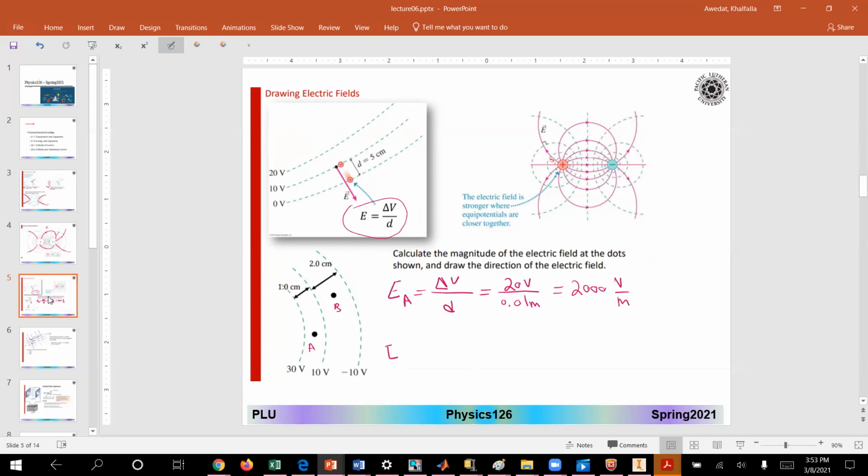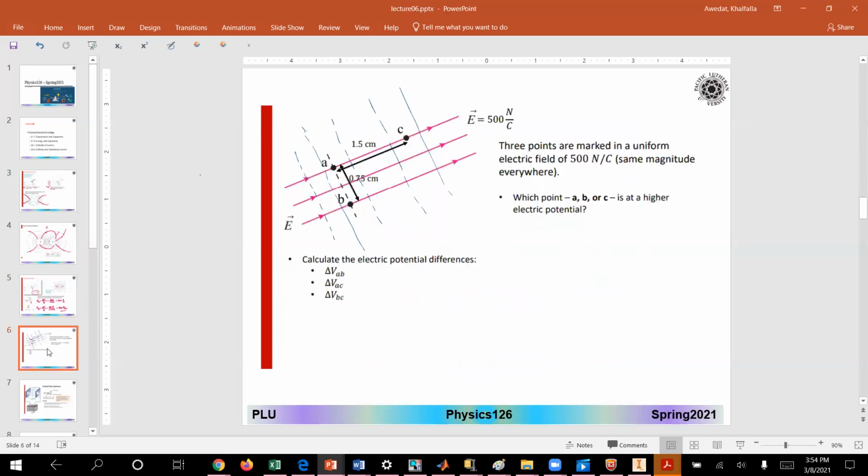For the second one here, I have my estimation before I start. I expected to see the electrical field at that point be less, because the difference will increase and the distance will be larger. So we're going to use the same formula, delta V divided by D. I have my delta V, 10 minus negative 10, which is 20 volt, divided by D, which should be 0.2 meters. So we end up with 1000 volt per meter. So we expected to see a smaller value than at point A, and that confirms our fact.